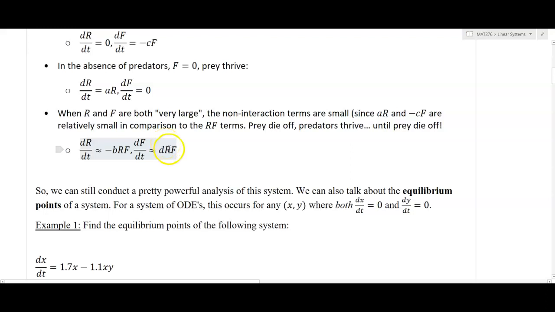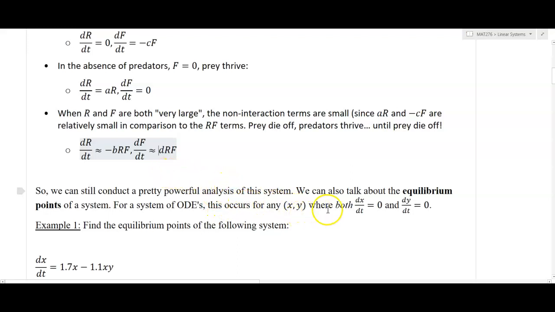And we can also do one other thing, which we haven't described yet, which is to talk about the equilibrium points of a system. Okay, so for a system of ODEs, for the whole set of populations to be in equilibrium, we would expect that both of the rates of change are 0.